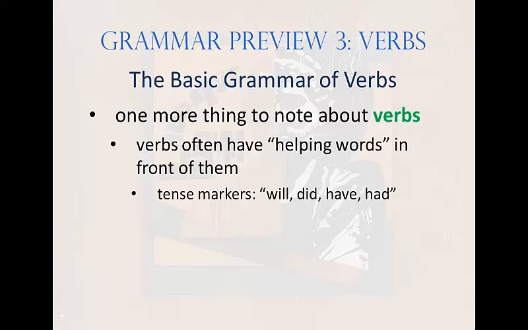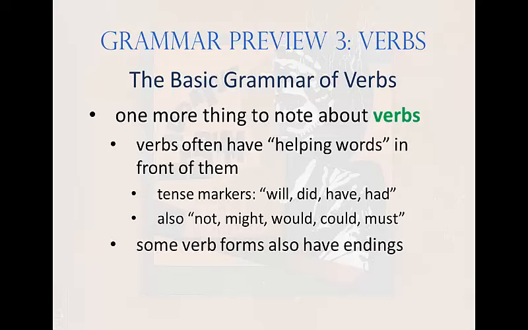Helping words include tense markers, as we just noted: will, did, have, had. But they can also include other kinds of markers like not, might, would, could, must. These can also serve as simple, straightforward indicators that a word is a verb. But where helping words can be quite helpful in identifying verbs, the endings you'll find on a lot of verbs won't be. Endings like -ing or -ed, as in he is working, he worked.